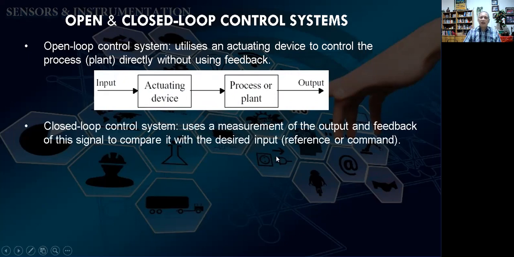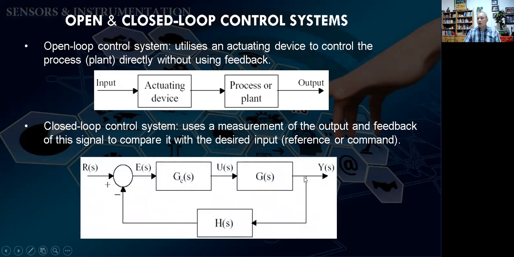But on the other hand, with a closed loop control system, the difference from the open loop control system is that the output signal is being compared with the desired input. So it looks like this. There is this H(s) that will tell the brain, or compared to the input, the situation, the condition, the state of the output. And how do we do that? We do it by sensing it.